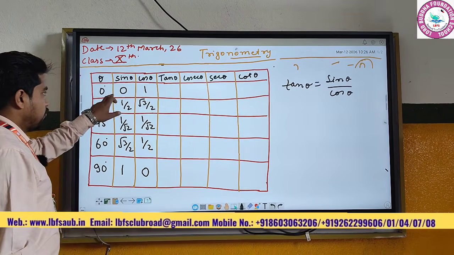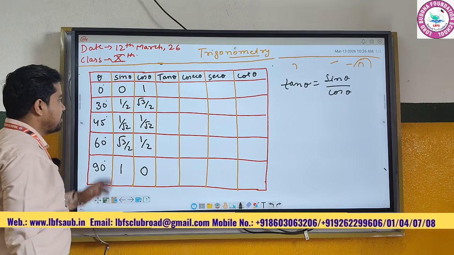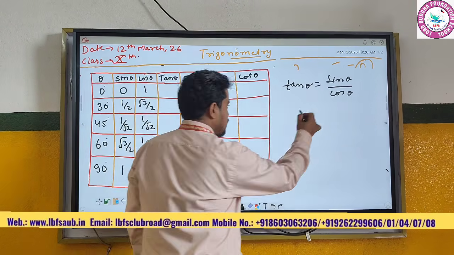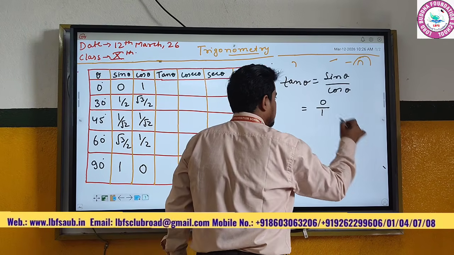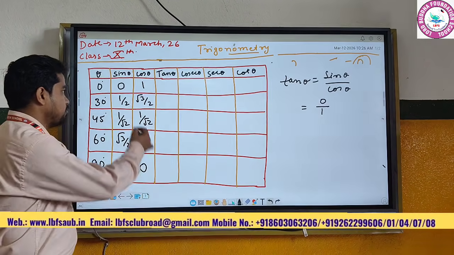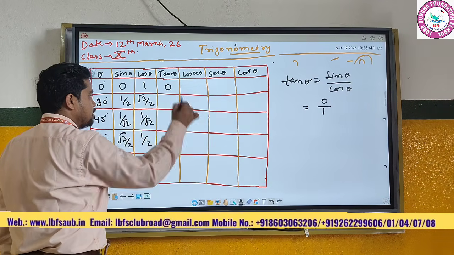Okay, so for finding the value of tan 0, what we have to do? We have to write the value of sin 0 upon cos 0. The value of sin 0 is 0 and cos 0 is 1. So 0 upon 1, the value will be 0.